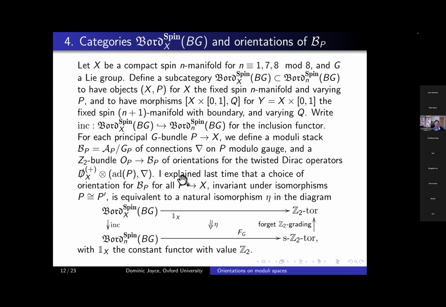And I told you last time that the choice of orientation for BP for all P's, invariant under isomorphisms of principal G-bundles, is equivalent to a choice of natural isomorphism in this diagram of functors. So we start with the bordism category for X. We include it in the bordism category G. Then we take the orientation functor for G into super Z2 torsors. We forget the Z2 grading to map to Z2 torsors. And then this up here is the constant functor which sends every object to Z2 and every morphism to the identity map on Z2. Okay. So we're expressing our orientation problems in a rather categorical way.